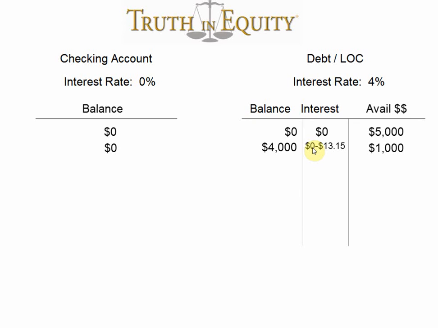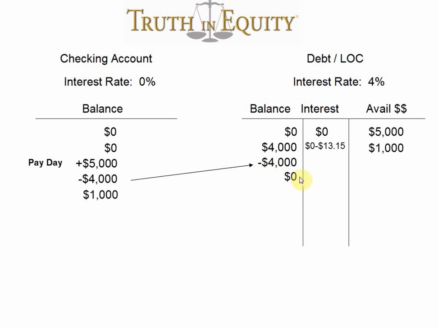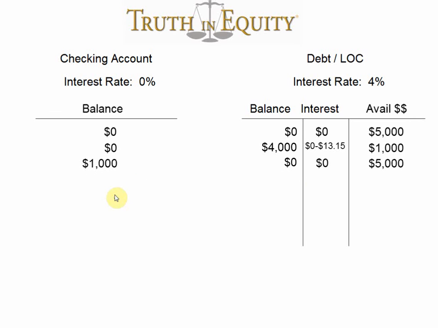So let's look at the next month. We've got payday coming in. So our $5,000 goes into our checking account, but we take $4,000 and pay off the debt. So our debt balance is now down at zero, and now we've got $1,000 left over in our checking account. No debt balance, no interest, but we still have $5,000 available to us.